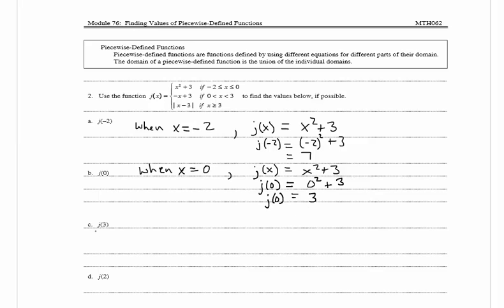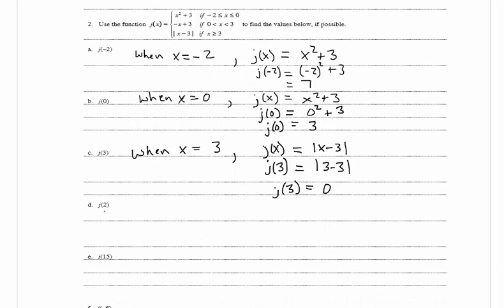In C, we want to evaluate j of 3, so when x is equal to 3, then j of x is equal to, and if we look at our domains, we can see that j of x is equal to the absolute value of x minus 3 if x is greater than or equal to 3. Now we want to evaluate j of 3, which is equal to the absolute value of 3 minus 3. And 3 minus 3 is equal to 0, and the absolute value of 0 is 0. So we have j of 3 is equal to 0.